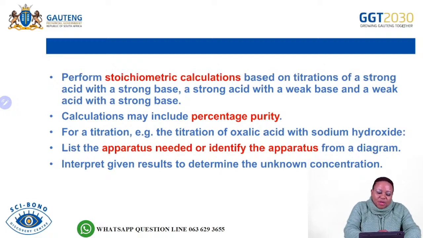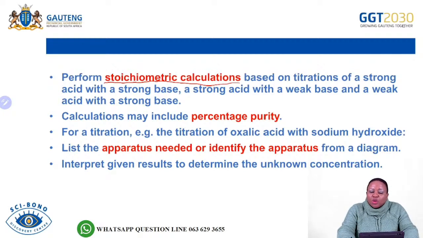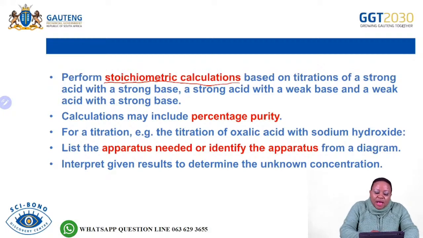Therefore, as I said at the beginning, we are going to perform stoichiometric calculations based on acids and bases, whereby we are going to look at strong acid with strong base, strong acid with weak base, or weak acid with strong base. Our calculations may include percentage purity. Therefore, it is very important that you remind yourself how we were calculating percentage purity from grade 11, which is our previous grade, because if an examiner expects you to calculate percentage purity, you need to be in a position to do that.